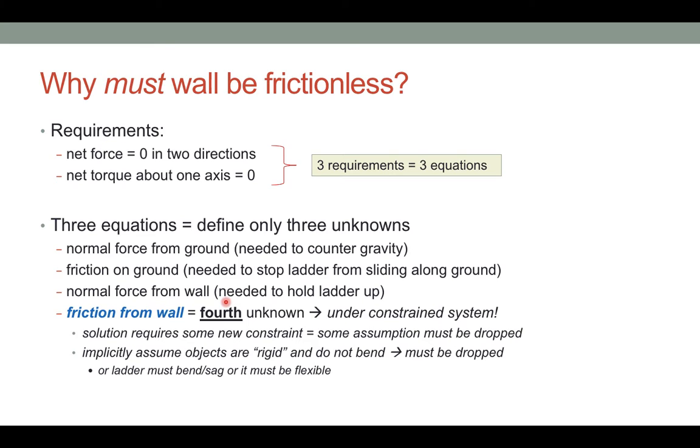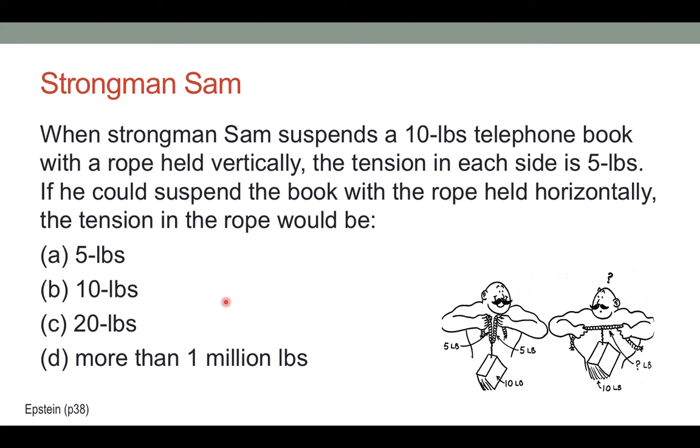And that's the one assumption that we do have to drop. The ladder, it turns out, has to bend or sag or somehow be flexible. We can see that by considering the following problem. Here we have a guy we're going to call Strongman Sam.